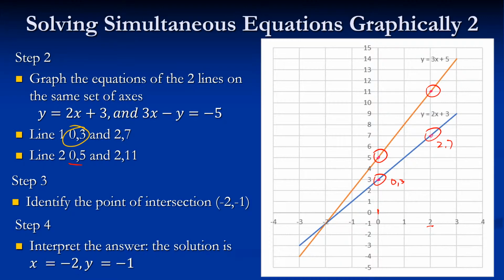Then we just need to identify that point of intersection. Now that point of intersection is where those two lines cross over. So that's -2 on the x-axis and -1 on the y-axis. So you just interpret the answer. The solution is when x equals -2 and y equals -1.